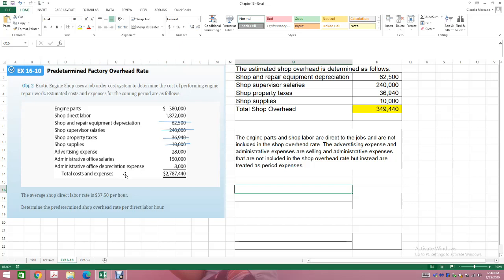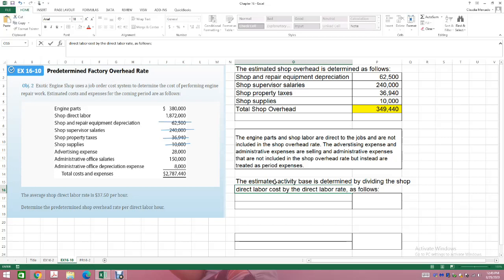Now that we know my shop overhead is $349,440, we can calculate the estimated activity base. It is determined by dividing the shop direct labor cost by the direct labor rate. Then we determine the predetermined shop overhead rate per direct labor hour.